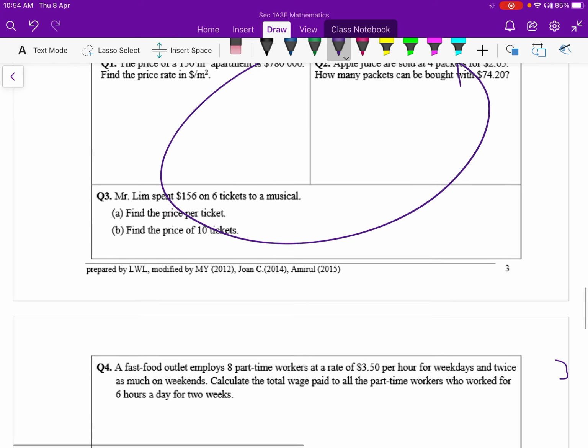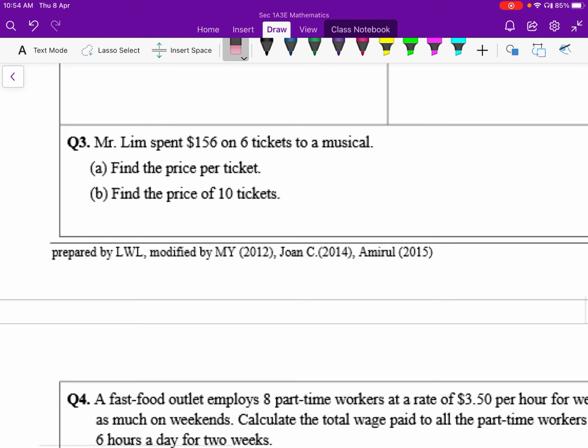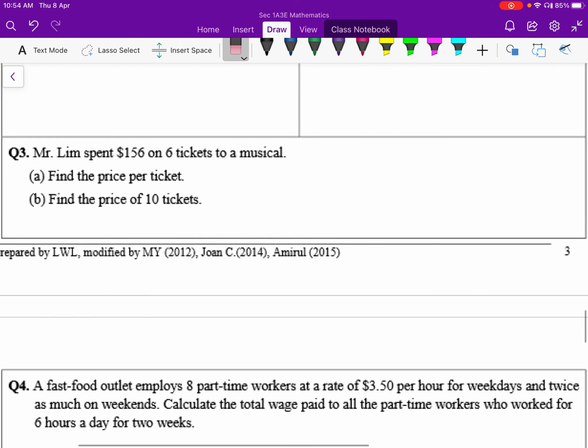Question 3. Was question 3 completed? Not done. Okay, then let's do question 3 now. Mr. Lim, he spent $156 on 6 tickets to a musical. Wow, looks like a primary school question. Find the price per ticket. Yeah, you can use your primary school maths to do this.